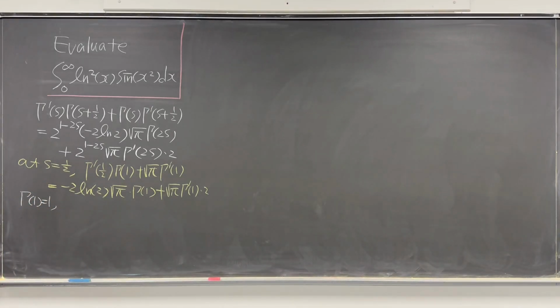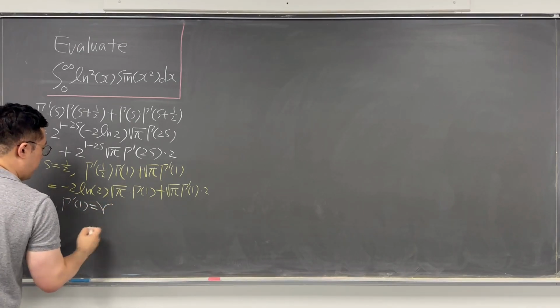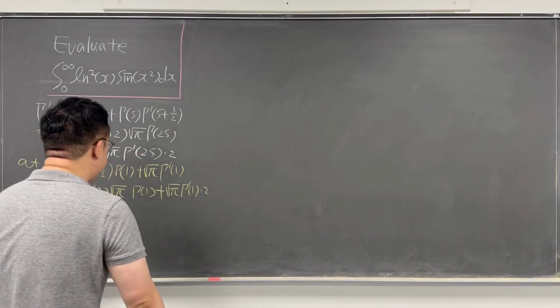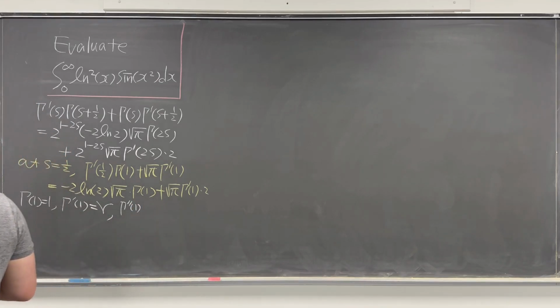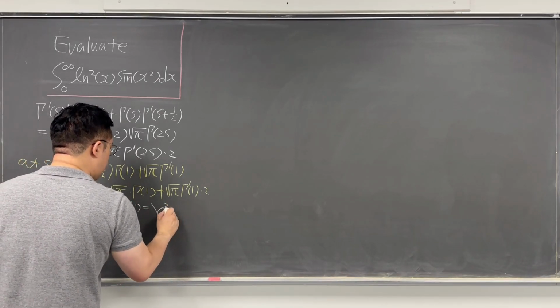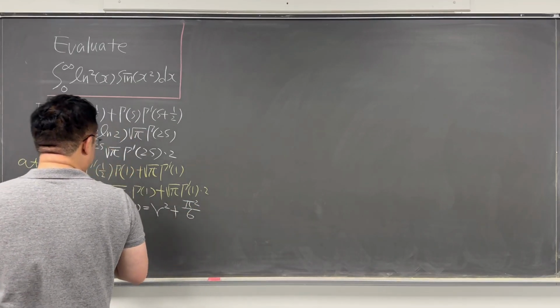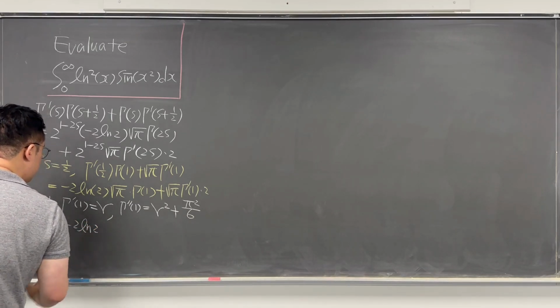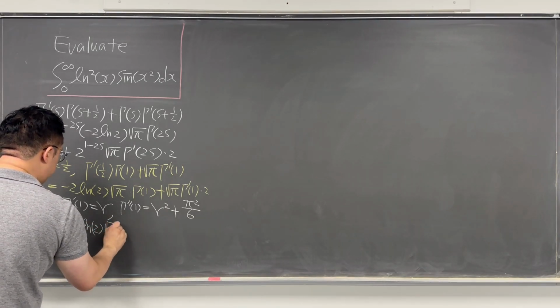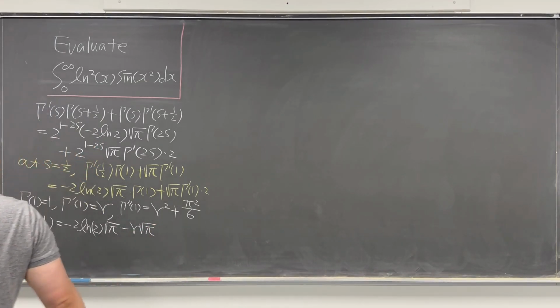Now your gamma of 1 is just equal to 1, and then gamma prime of 1 is this little gamma, which is Euler's Mascheroni constant. So that's why your gamma double prime of 1 is just equal to little gamma squared plus pi squared over 6. So that's why gamma prime of 1 over 2 is going to be equal to negative 2 times ln 2 times square root of pi, and then minus little gamma times square root of pi.